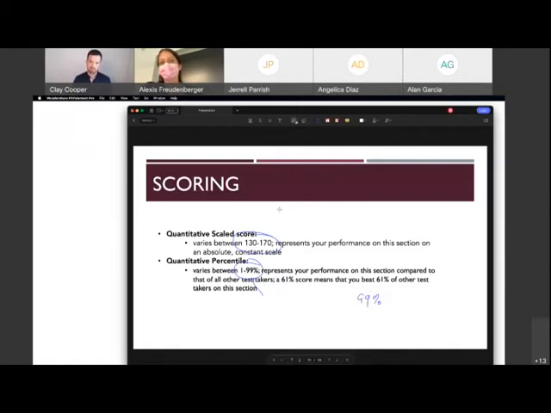So if I score in the 99th percentile, then I beat 99% of other test takers on that section, right? Whereas my scaled score, it does have meaning, but that meaning is derivative. It doesn't have any inherent meaning. There's no reason for it to start at 130, except that that's the number they picked to start it at. There's no reason for it to end at 170, except that's the number they picked to end it at.